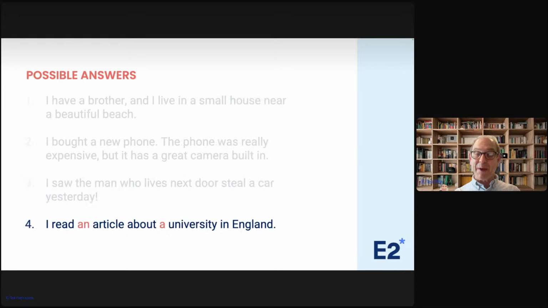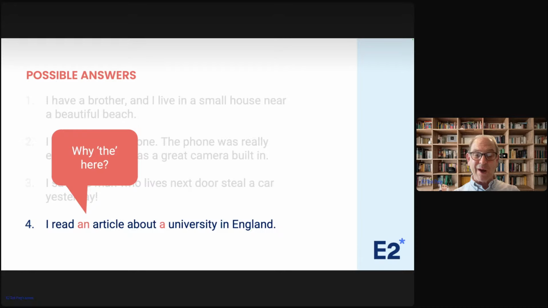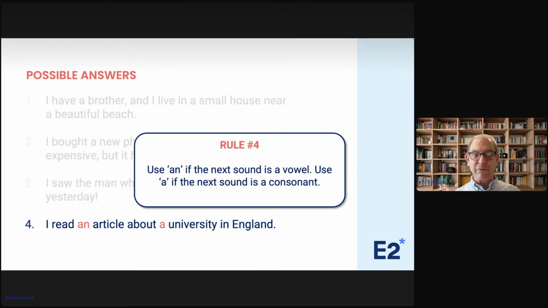I read an article about a university in England. Why the here? Why an and a? There's no the. That was a mistake. I read an article because article starts with a vowel: A-E-I-O-U. University is a consonant sound, like a Y. So rather than an university, how it's spelt, it's a university, how it's pronounced. Ding, rule number four.